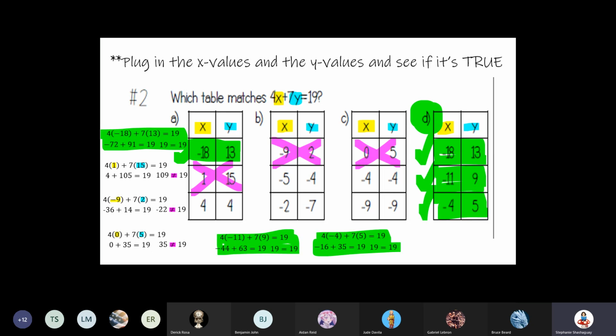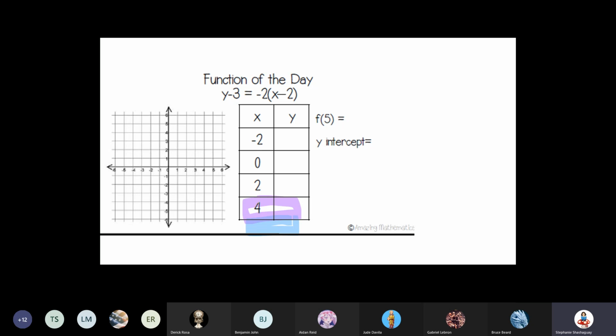Now we're going to move on to question number 3, which is our function of the day. Ignore those highlighters. We'll get there in a second. So when we're doing a function of the day, we want to rearrange it to slope-intercept form. That should be the first thing that you do. So what that means is I'm solving for y. I want to isolate that y.